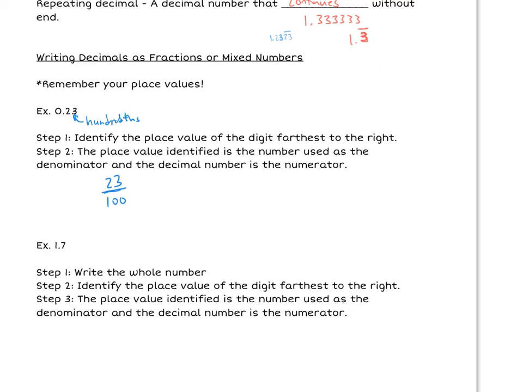How do you know what place value it is? Well, you have to remember place values. The other trick is, how many zeros do I have here? How many zeros do you have in the number 100? 2. How many numbers do we have in the decimal here? 2 numbers. The number of decimal digits you have is going to be the same number of zeros you're going to have on the bottom. Okay? So let's look at the next one.